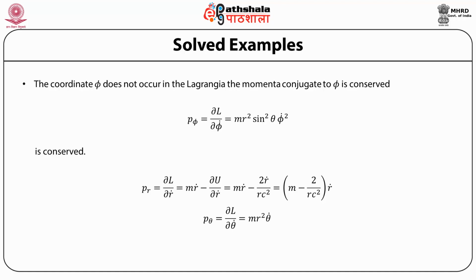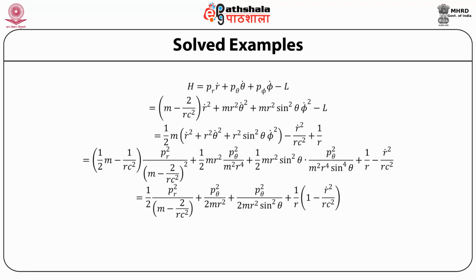The momentum conjugate to the coordinate r is p_r, which is equal to dL by dr dot, and is then equal to m r dot minus dU by dr dot. Using the expression for U, this is equal to m minus 2 by (r c squared), the whole thing multiplied by r dot. And likewise, the momentum conjugate to the coordinate theta, p_theta, is m r squared theta dot. Now the Hamiltonian H can be written, because H is simply p_r r dot plus p_theta theta dot plus p_phi phi dot minus L.